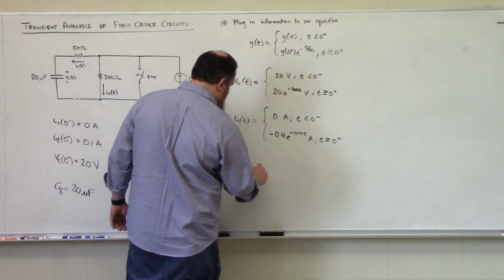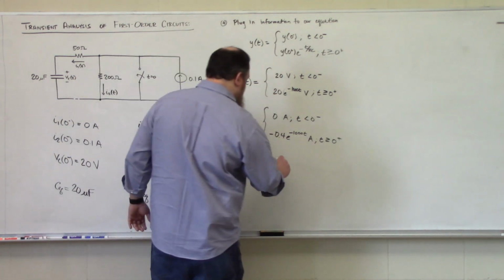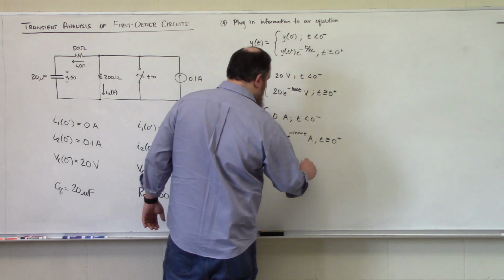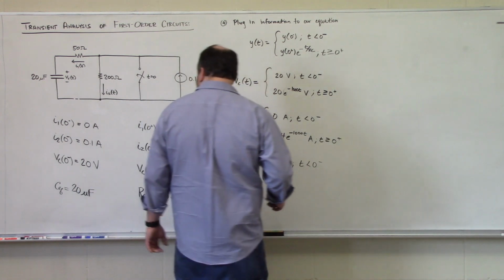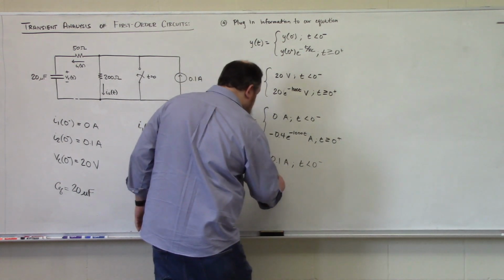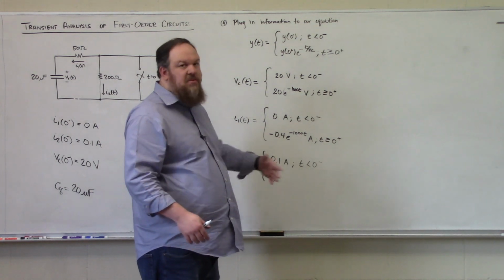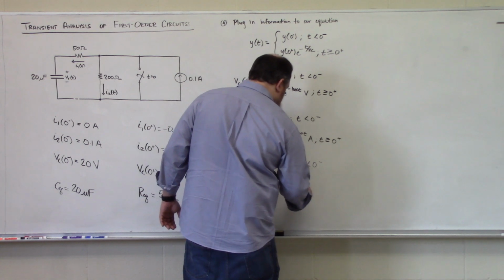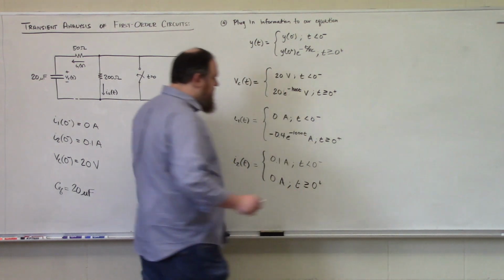And I2 of t was 0.1 amps for t less than 0 minus, and it is going to be 0 e to the blah, blah, blah, which is 0 multiplied by that exponential function, so it just looks like 0 amps for t greater than or equal to 0 plus.